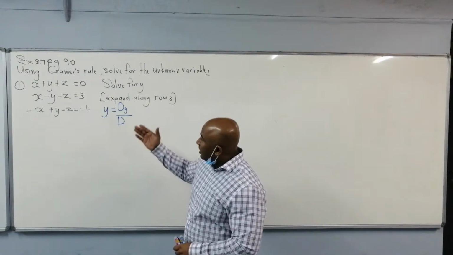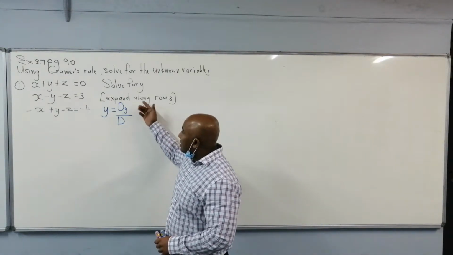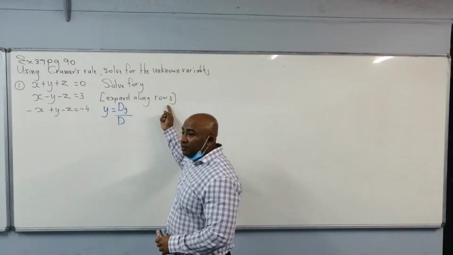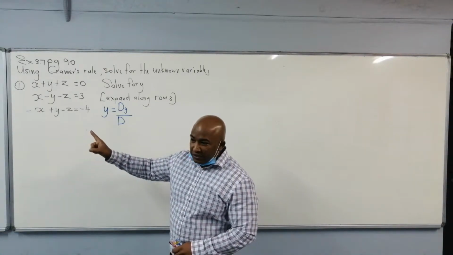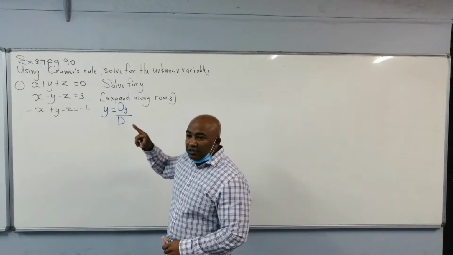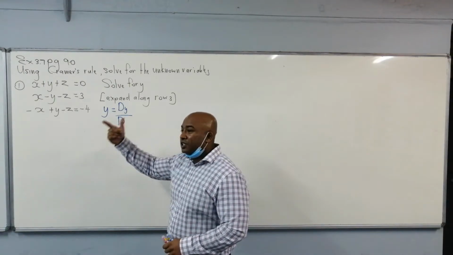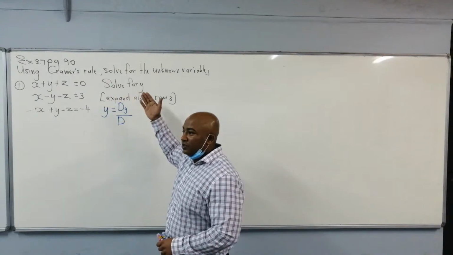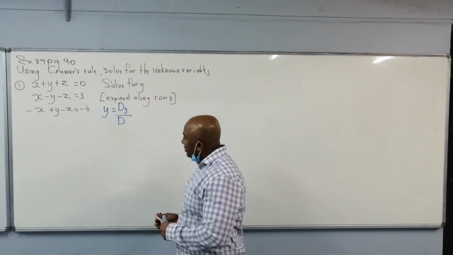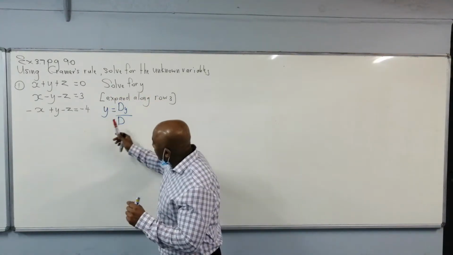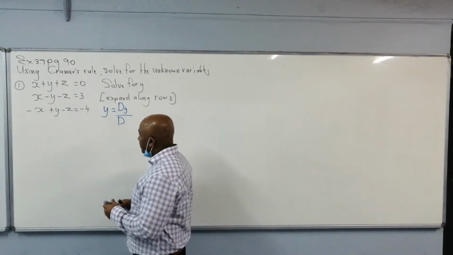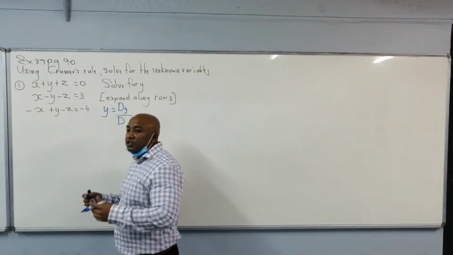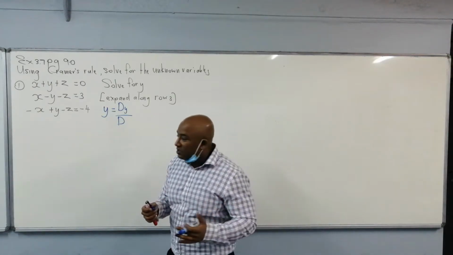Now, here you're given a specific instruction: expand along row 3. That means you need to use the method of cofactor expansion, just like what I was doing a few minutes ago. You're not allowed to use the other method, which I'm still going to show you, where you copy down column 1, 2, 3 and column 1, 2. If you are working out y, then it's dy over d, just like how we were working out the 2 by 2, two equations with two unknowns.